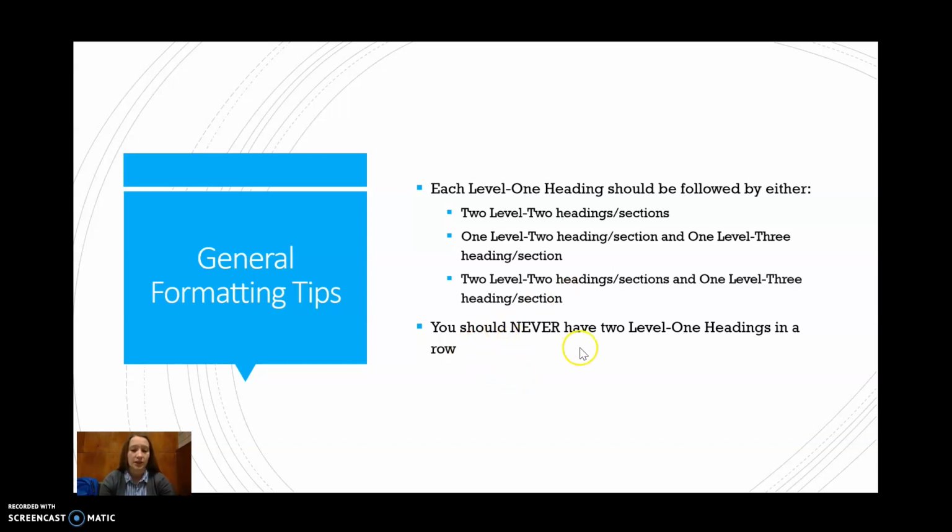Please make sure that you never have 2 level 1 headings in a row. That means you can't go super broad and super broad again. You need to go broad and then more in detail, and then you can go back to broad if you want to. But you should never have just level 1 headings in a row.